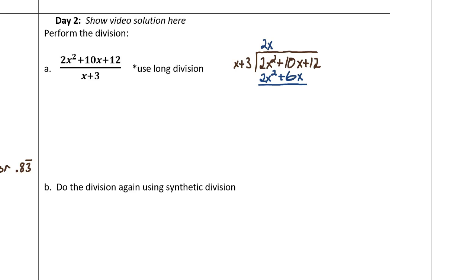Now with long division, we are going to subtract. 2x squared, subtract the 2x squared, makes nothing. 10x, subtract positive 6x, makes 4x. Bring down the next term.